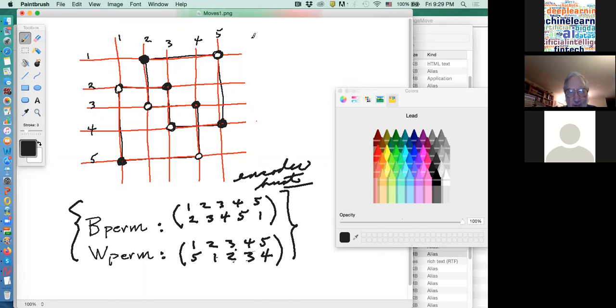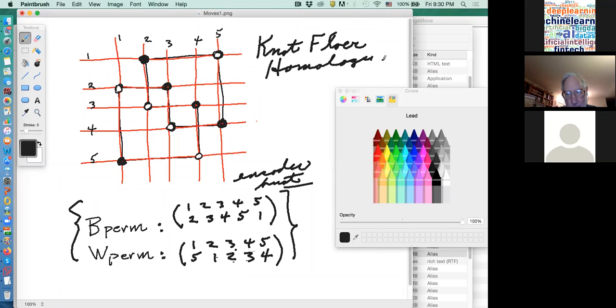which is outside the range of our course unless we add more time, but there's a subject called knot Floer homology, which is based combinatorially on the rectangular diagrams.